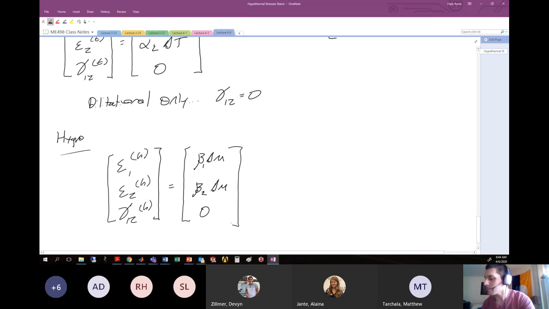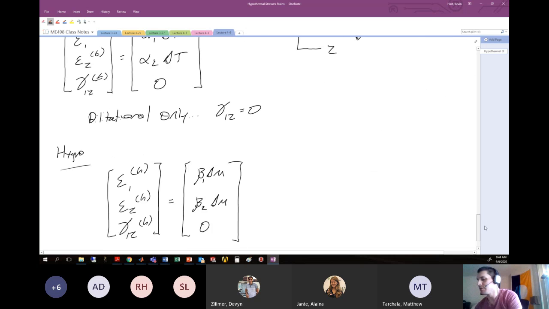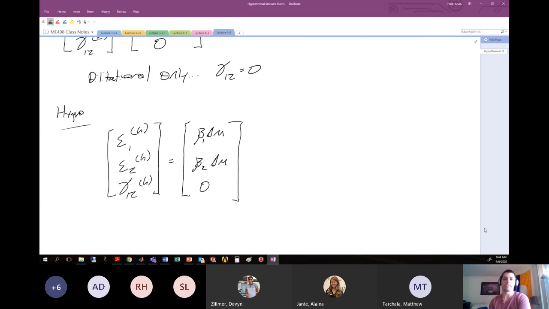Right? So if you want to think about that in your head, again, it's a very similar idea. Here we have a strain in the one direction from thermal. We can also have a strain in the one direction for hygro. Here we could have a strain in the two direction for hygro because of some moisture absorption. All right, so that's the general idea there.